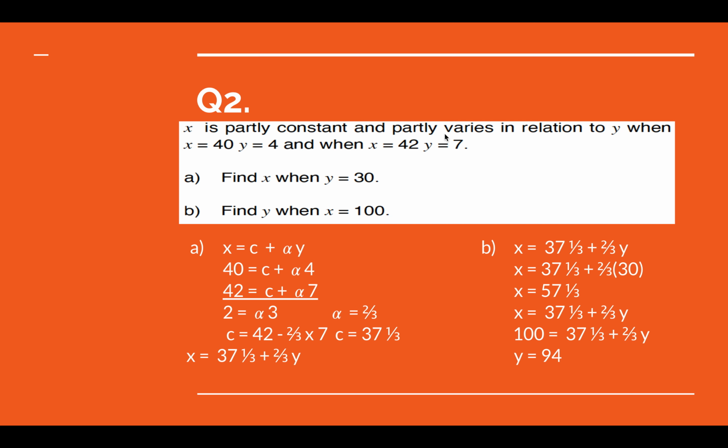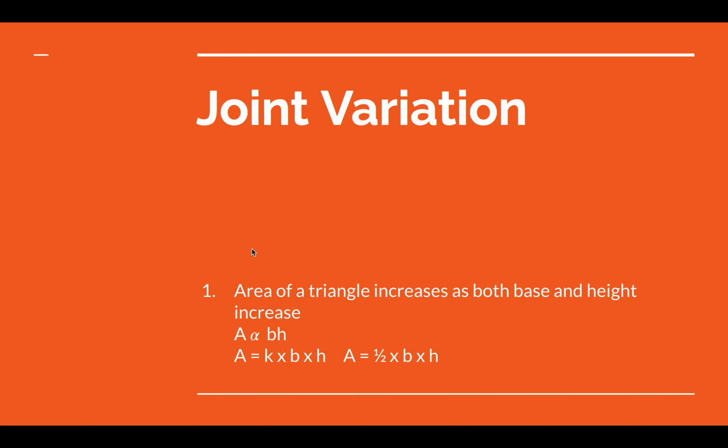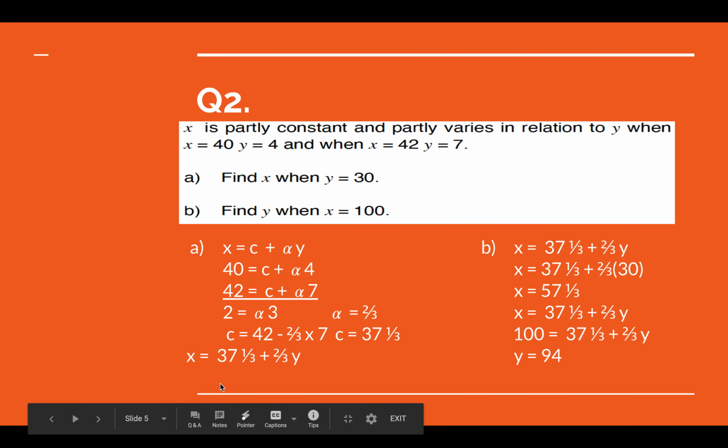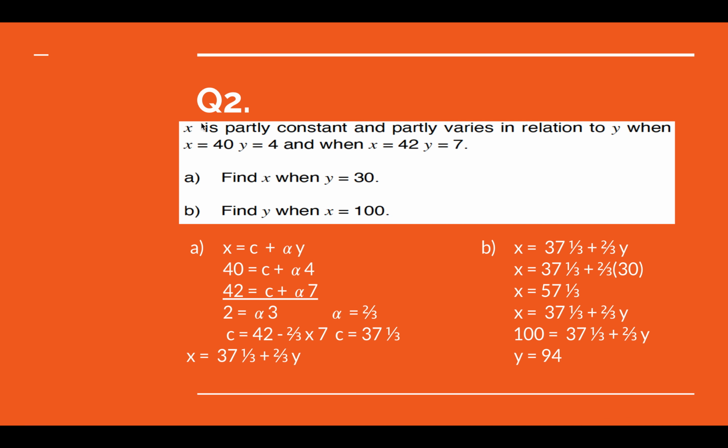That is the second part. So this is alpha y. So x is partly constant and partly varies in relation to y. This is the statement, and this is how we write that down as a formula. If you remember, in partial fractions we learned that this is the general formula for partial fractions. And from reading this question, I can see that it's a partial fraction because it says partly constant and partly varies. That's a partial fraction question.